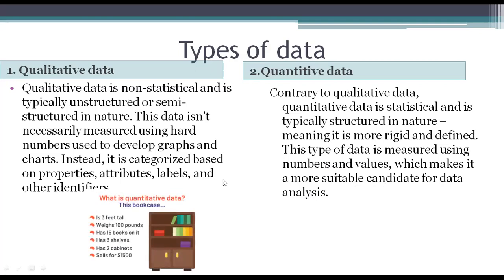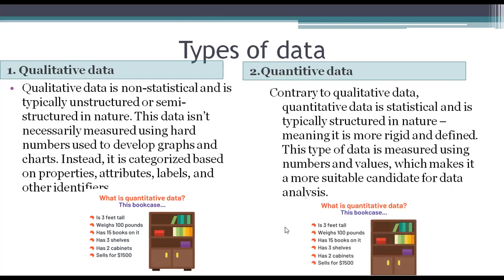So types of data can be shown with this picture. What is quantitative data? Now we see examples of quantitative data: 3 feet tall, 100 pounds, 15 books on it, 3 shelves, 2 cabinets, and $15, $100. So these are the quantities: 3 feet, 100 pounds, 15, 3. So these are quantitative.